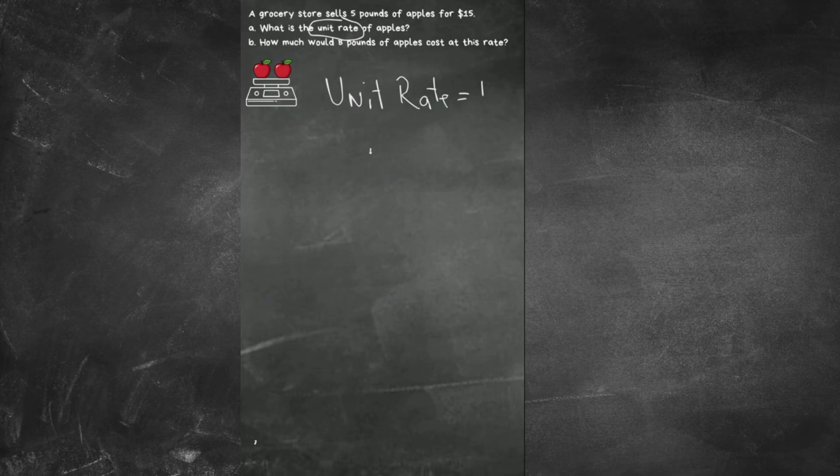Well, it's $15 for 5, so let's just divide 15 by 5. 5 times 3 is 15. So the unit rate would be $3 per pound.